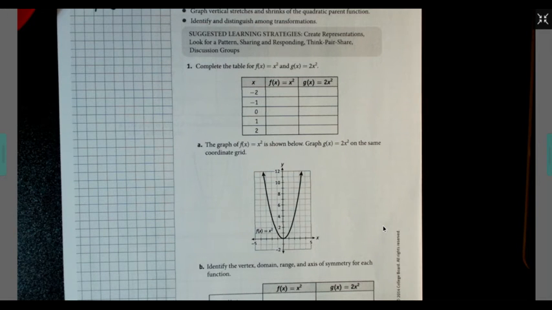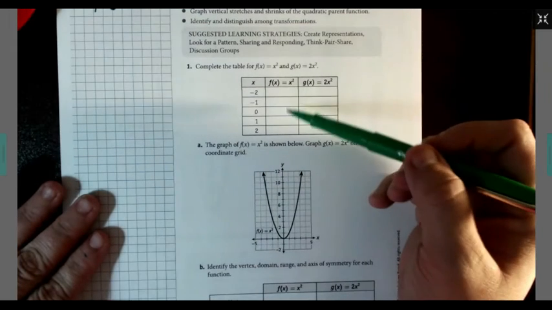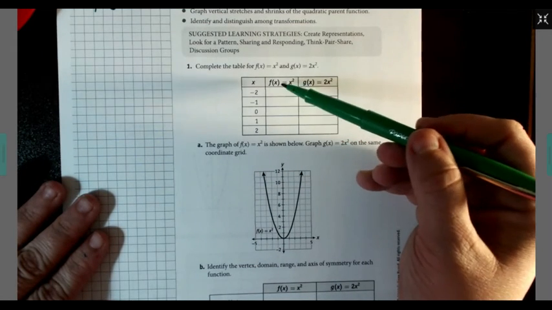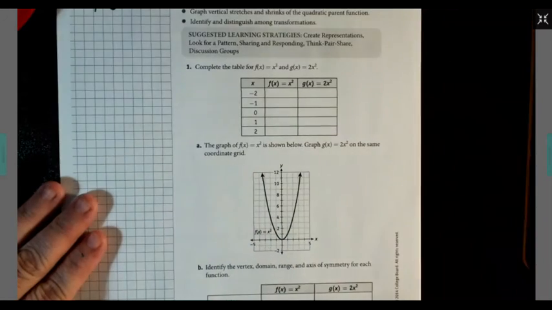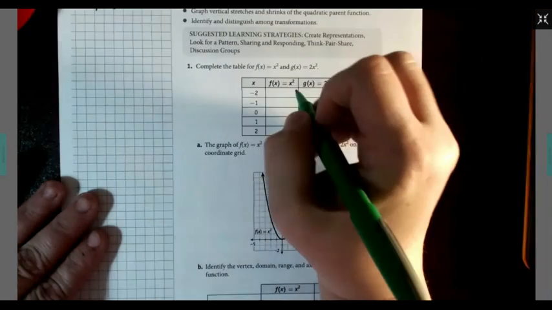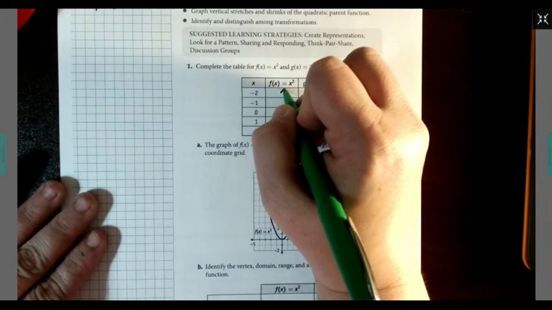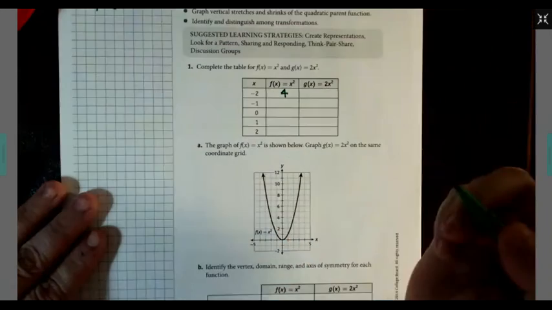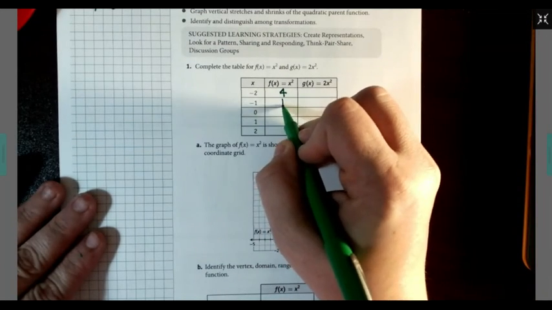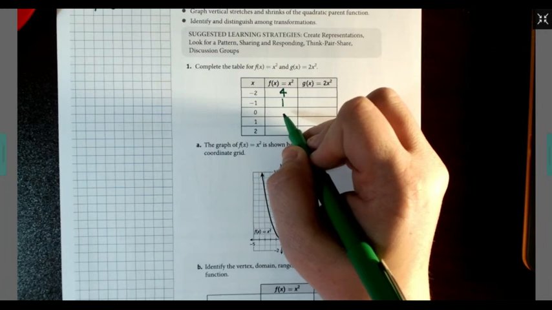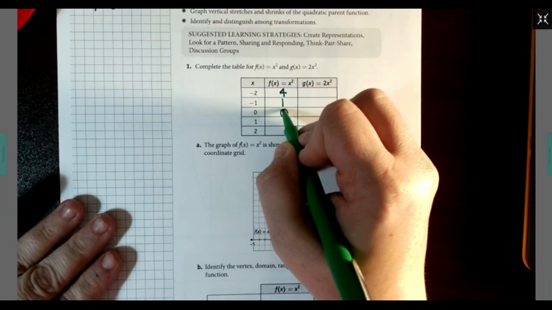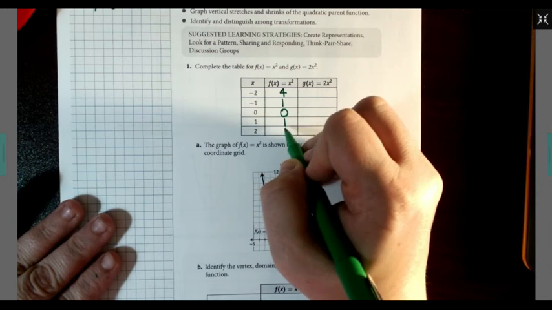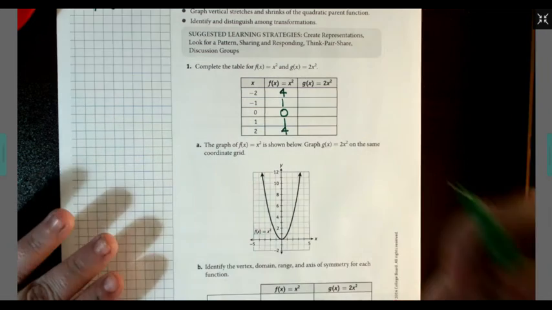and g of x equals 2x squared. We're going to start off by completing the table for f of x equals x squared. We've started this a couple of times now. We know that negative 2 squared is 4. Negative 1 squared is 1. 0 squared is 0. 1 squared is 1. And 2 squared is 4.